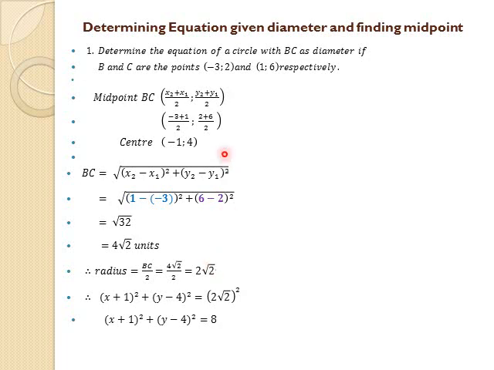So therefore, not centered at the origin, so it's (x - a)² + (y - b)². Minus 1 goes in as plus 1, plus 4 goes in as minus 4 squared. My radius is 2 square root 2, all squared. So the equation reads (x + 1)² + (y - 4)² = 8.